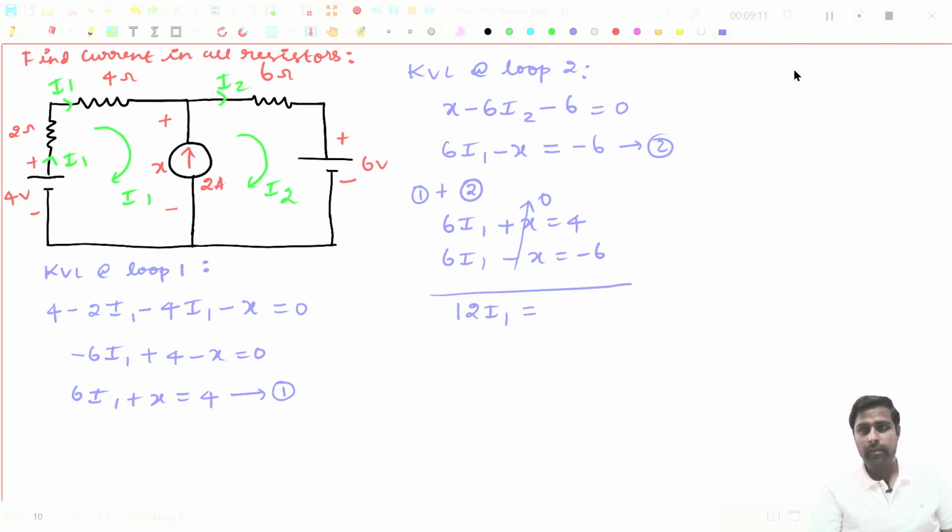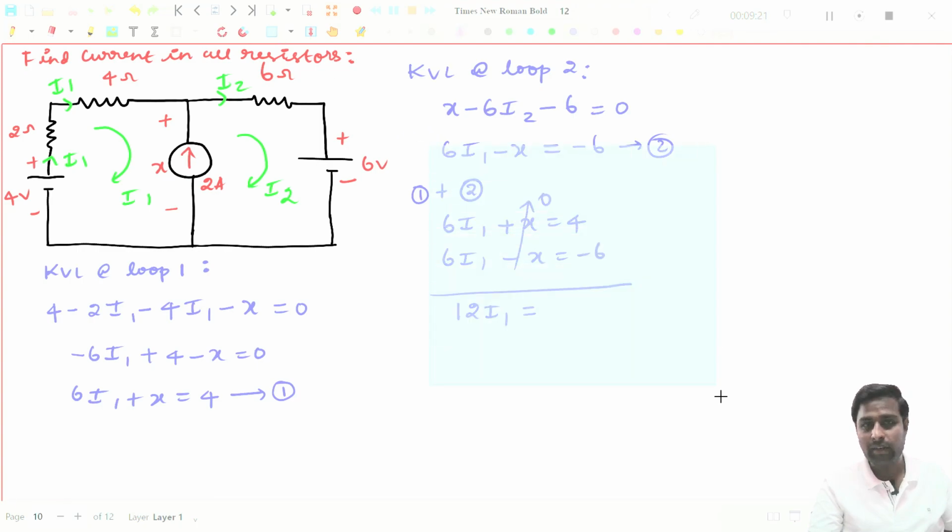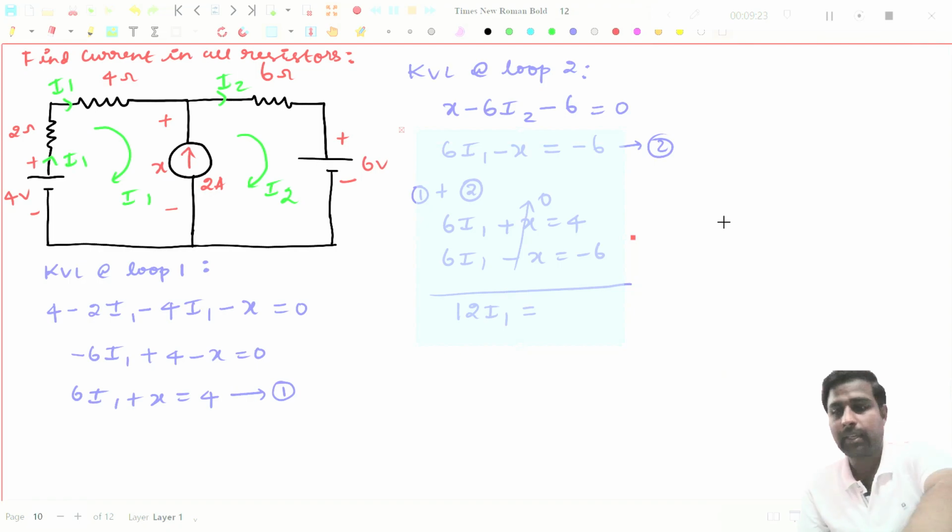So if you add these two, oh, is there anything wrong we have done? One minute. Sorry, I have made a mistake. This is not I1, this is I2, right? So I will anyhow rough this out. This is actually wrong.